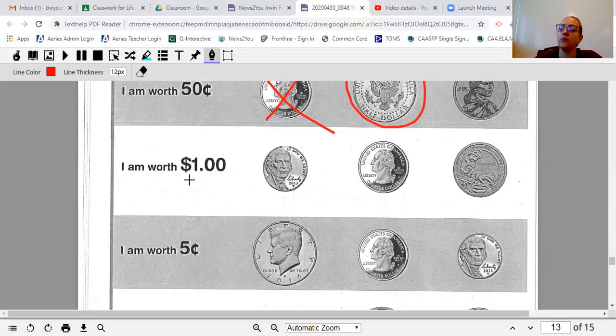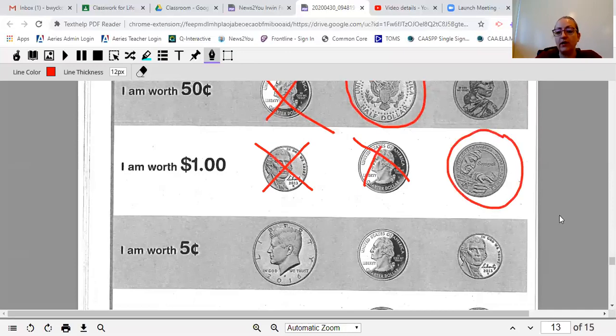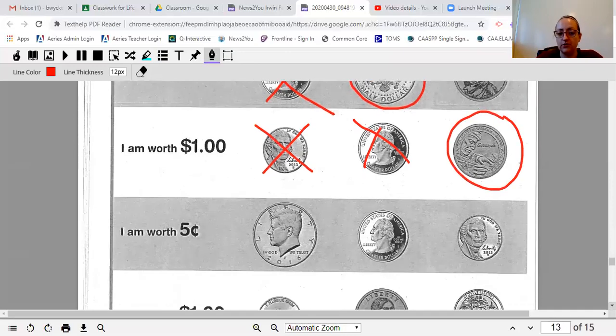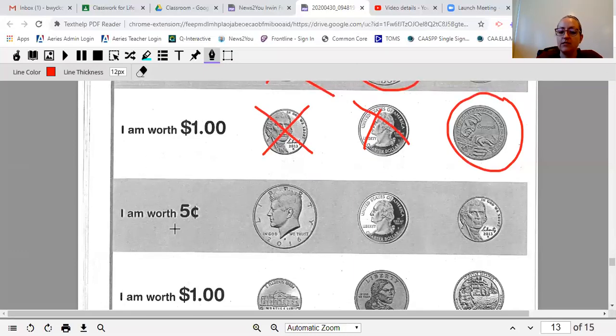We come down to our next one. It says I am worth $1. We just did the 5 cents, so we know that is a nickel. That's not worth a dollar. This says quarter, so that's not enough either. So this one here, which is the back of the dollar coin, is going to be our coin that's worth $1.